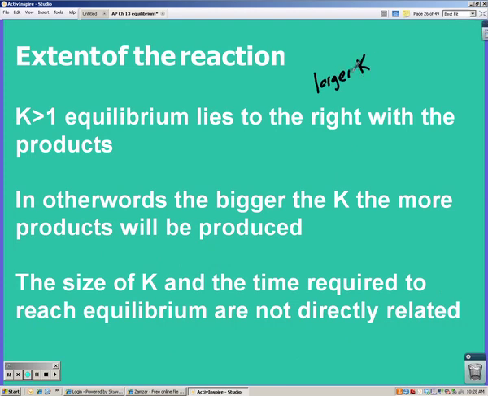Make sure that you realize the larger the K, the more products you're going to have. That's going to be important for the next couple of units. Larger K, more products. The size of K and the time required to reach equilibrium are not directly related.